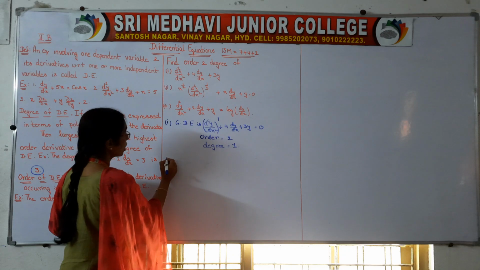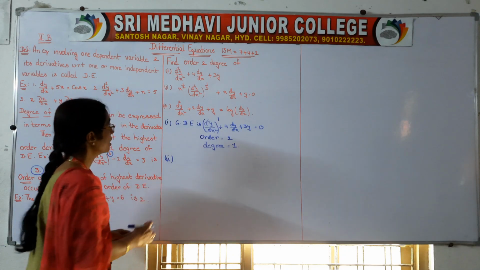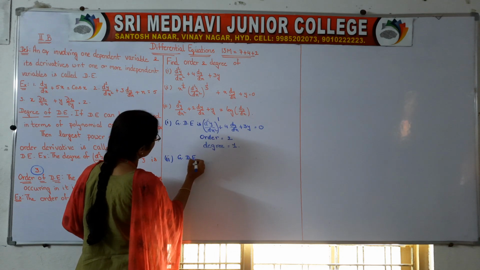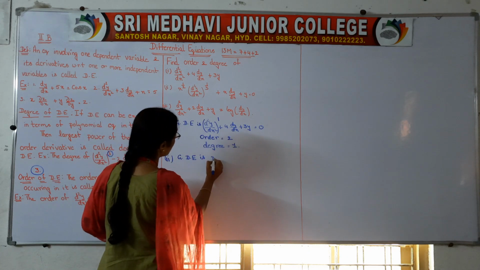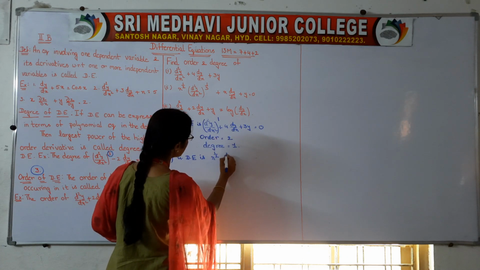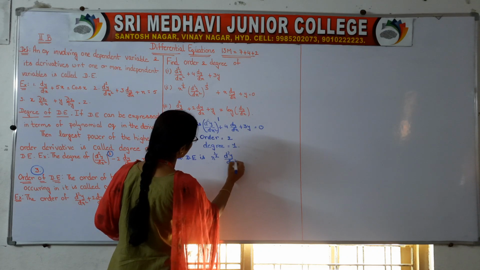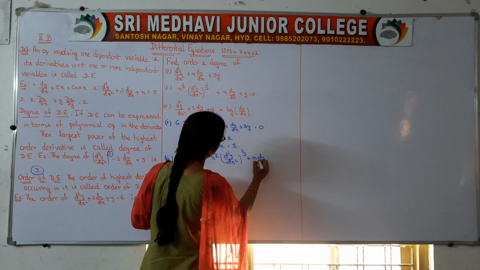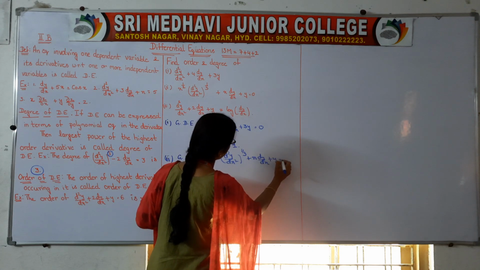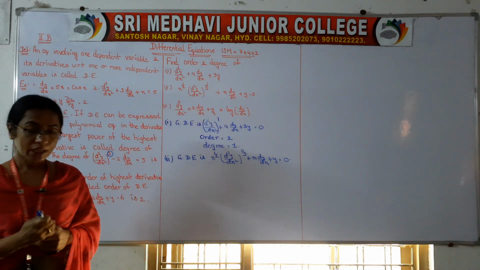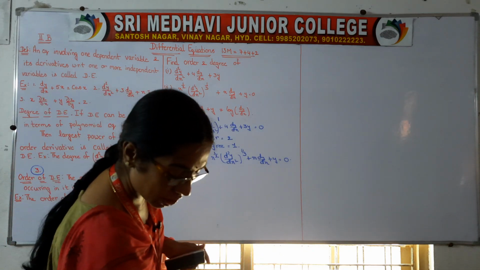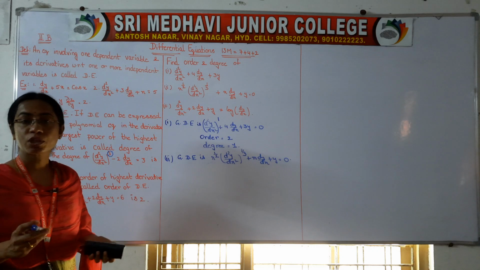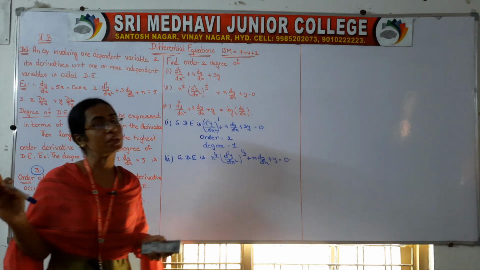Okay, so now come to the second question. What is your second question? The given differential equation is x to the power of 1 by 2 times (d square y by dx square) to the power of 1 by 3 plus x dy by dx plus y is equal to 0. Okay, so this is your given differential equation. We have to find its order and degree. If we want to find the degree, it should be a polynomial equation.